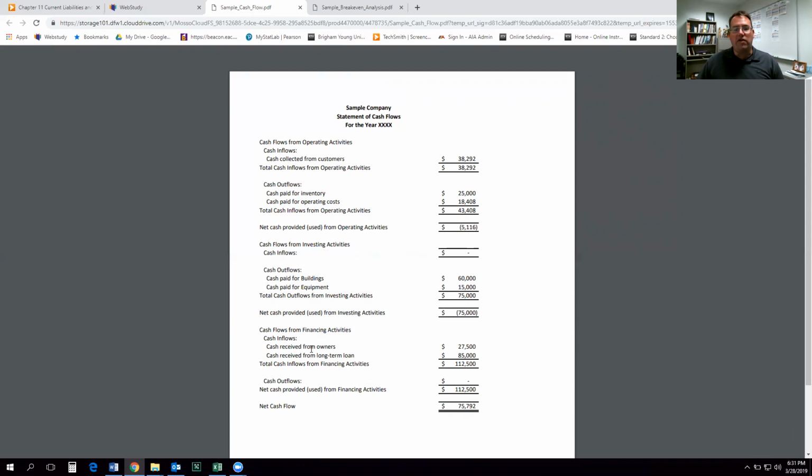And then financing activities, that's borrowing or receiving money from the owners. You can see this business brought in $112,000. So even though they had negative cash flow from investing and negative cash flow from operating, their overall cash flow for the year, or their net cash flow, is positive because of the amount they were able to borrow and get from their owners.